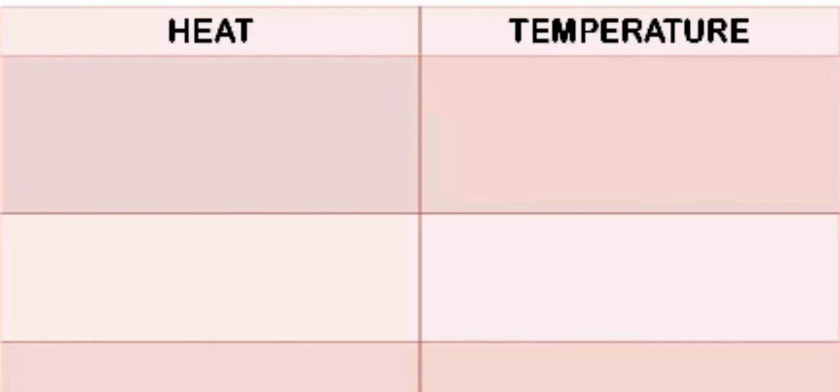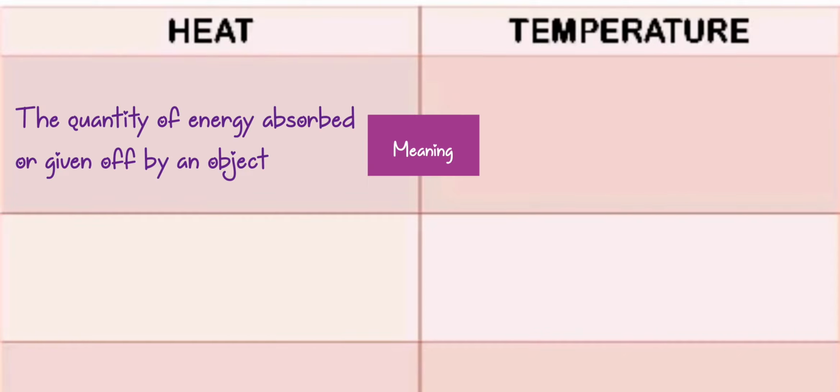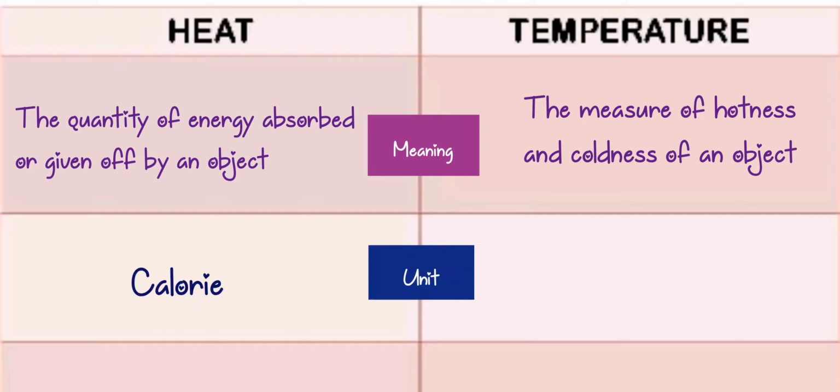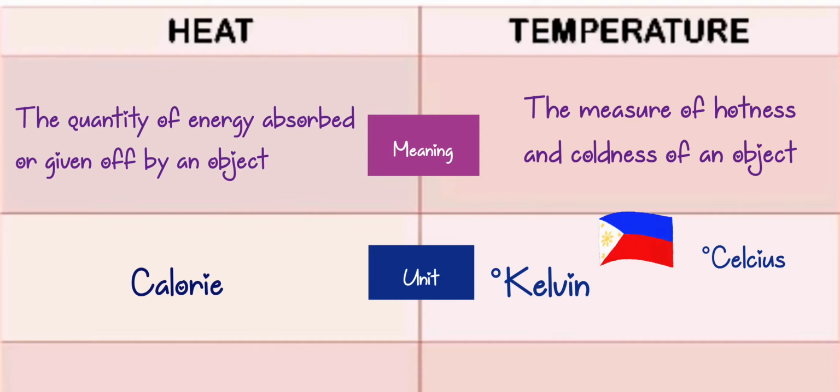Okay, let's differentiate the two. Pag sinabi nating heat, it is the quantity of energy absorbed or given off by an object. Pag naman temperature, it is the measure of hotness and coldness of an object. Ang unit ng heat ay calorie. Ang SI unit ng temperature ay degree Kelvin. Pero sa Pilipinas, ang ginagamit natin ay degree Celsius. Sa iba naman, gaya ng Amerika, degree Fahrenheit.